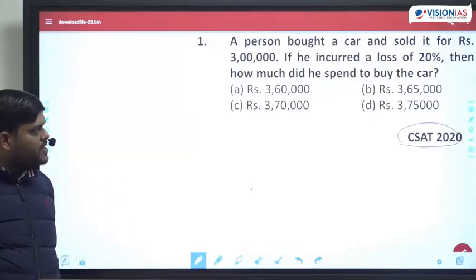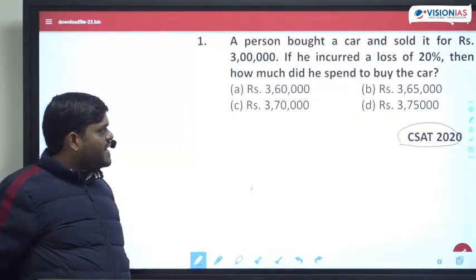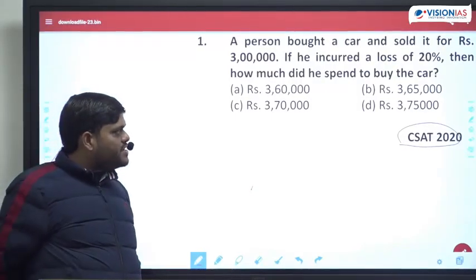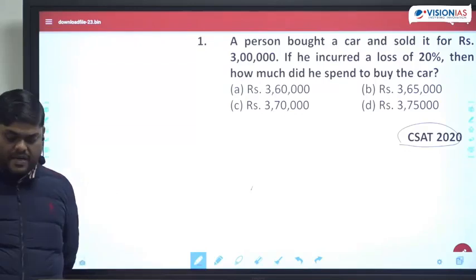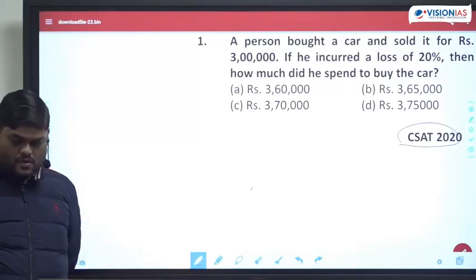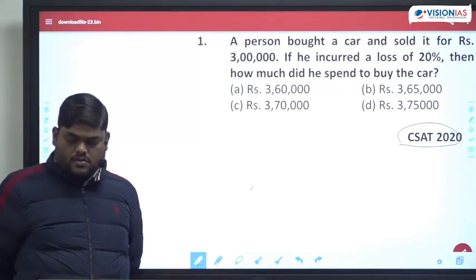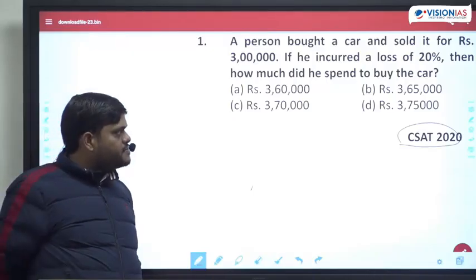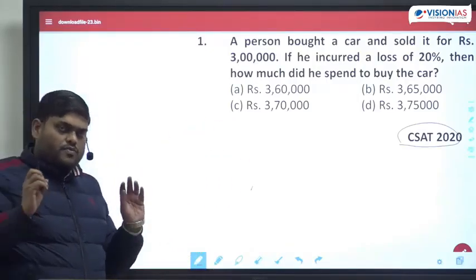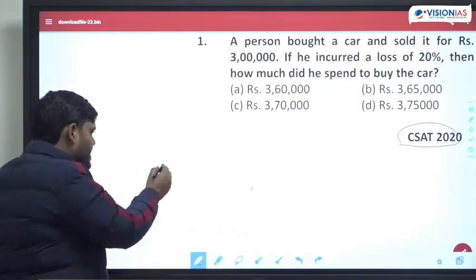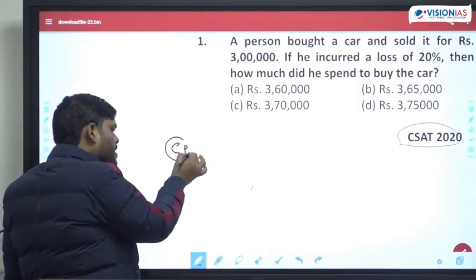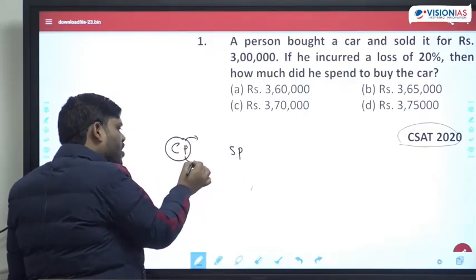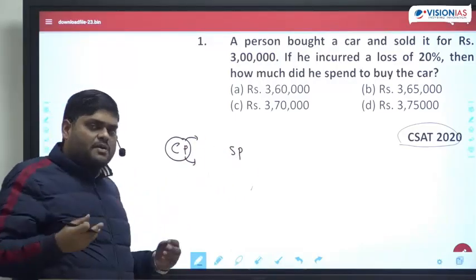A person bought a car and sold it for rupees 3 lakh. If he incurred a loss of 20%, then how much did he spend to buy the car? Please solve this question. Some are saying A, some are saying D. Okay. Now, whatever we have learned, three things: one will be CP, one will be SP, and then whatever profit and loss will be there, that will be on the CP and SP.